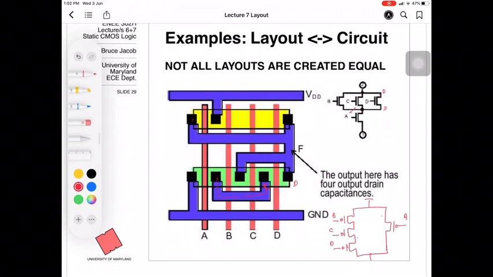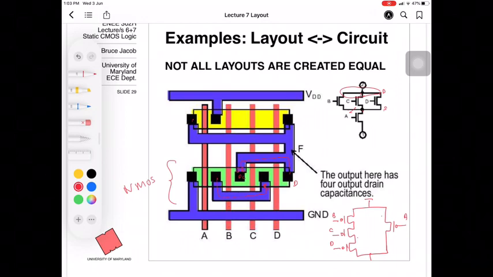Now we want to do this connection at the top. This connection at the top is the drain of B. It is connected to the drain of C. This is the drain of C, which is also the drain of B. Okay, then you have this connection. So now that is for the NMOS.